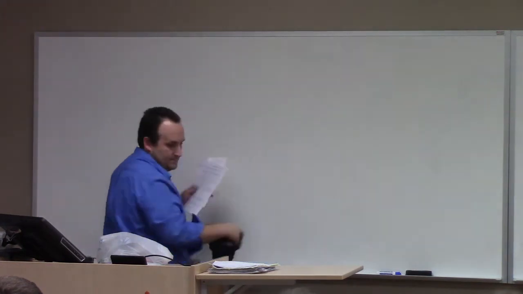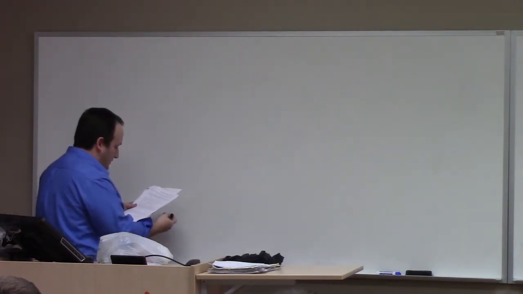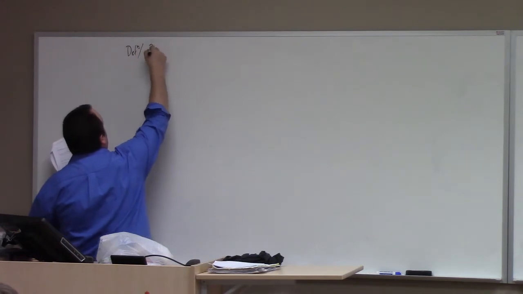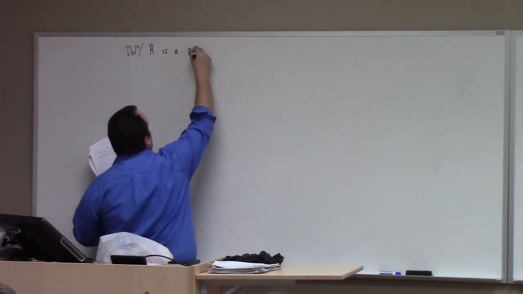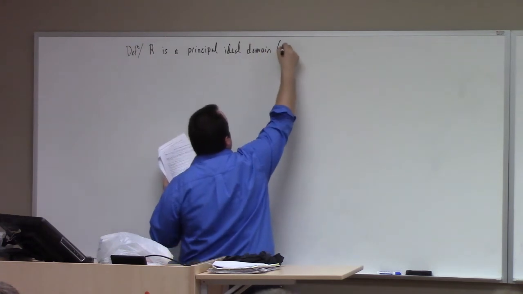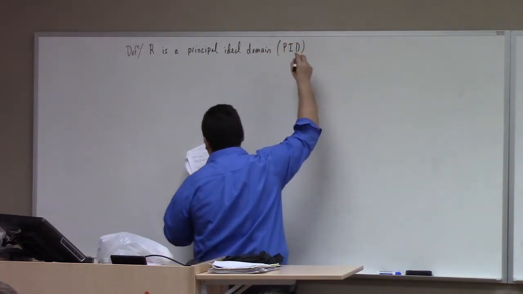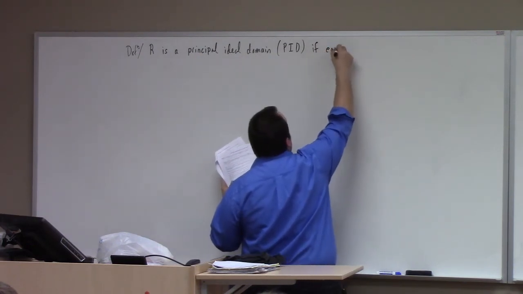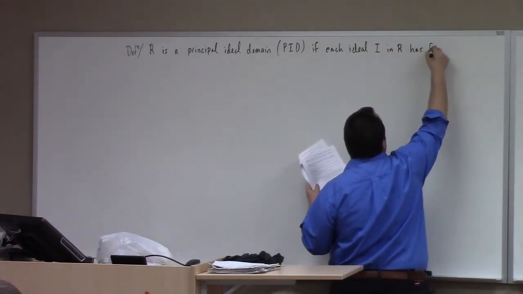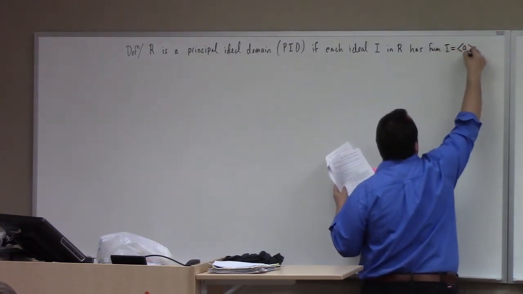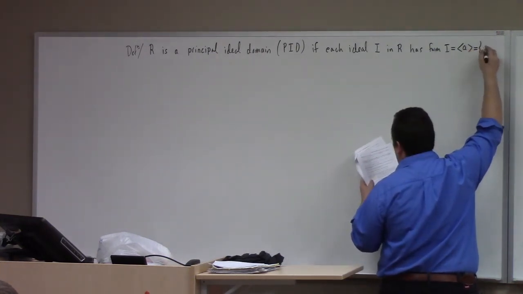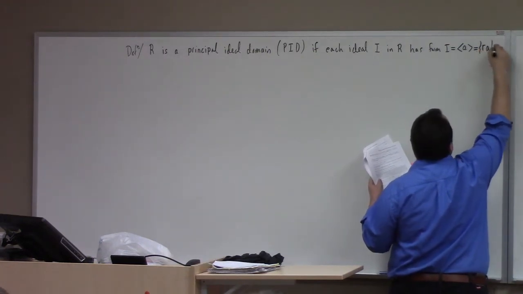All right. So definition, principal ideal domain. What's a principal ideal domain? R is a principal ideal domain, which we like to abbreviate as PID, if every ideal I in R has the form I equals (a), where of course that has our usual meaning, RA, such that R is the ring. And here I'm assuming R is commutative. I should probably throw that in there.